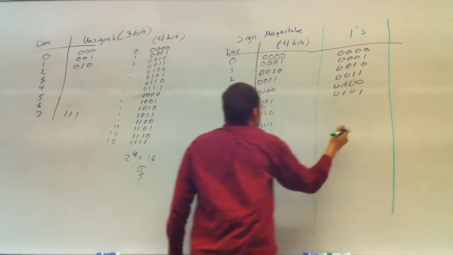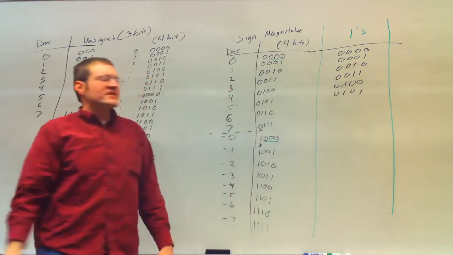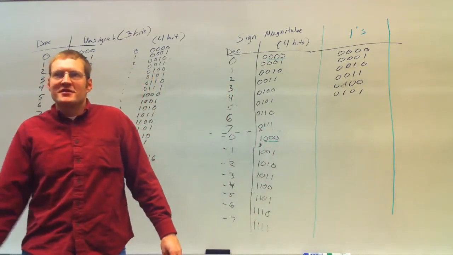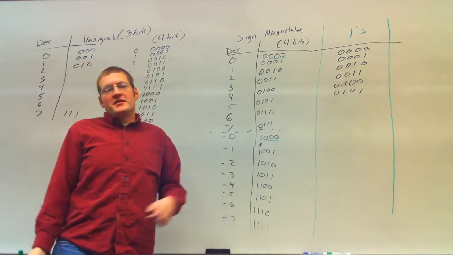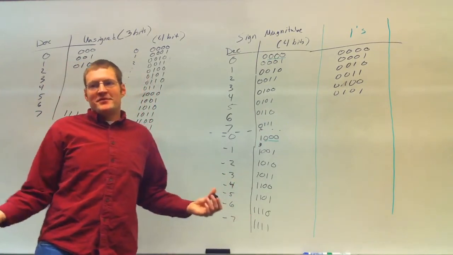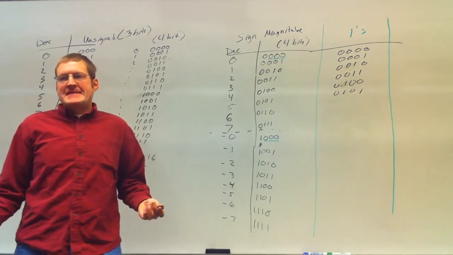What does this ones mean? It's called one's complement. What does it mean? It's just the name they give to this type of representation of binary numbers.